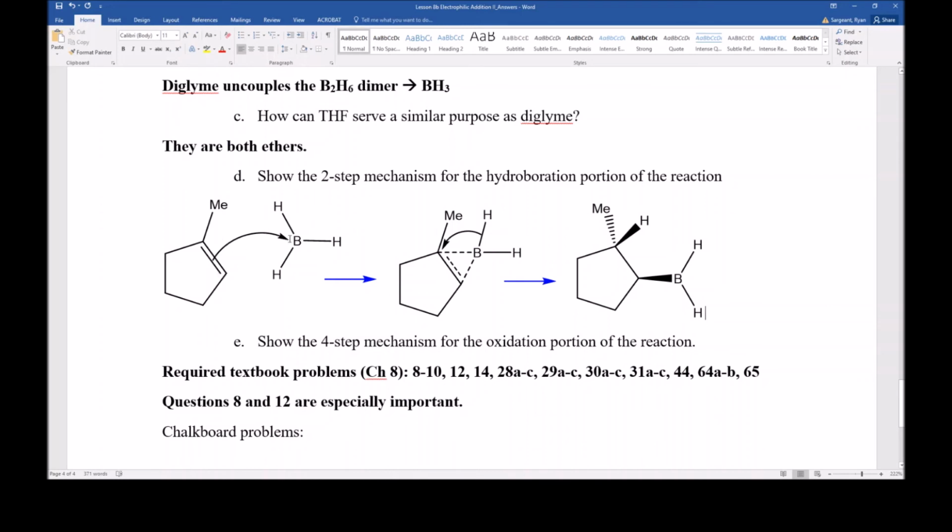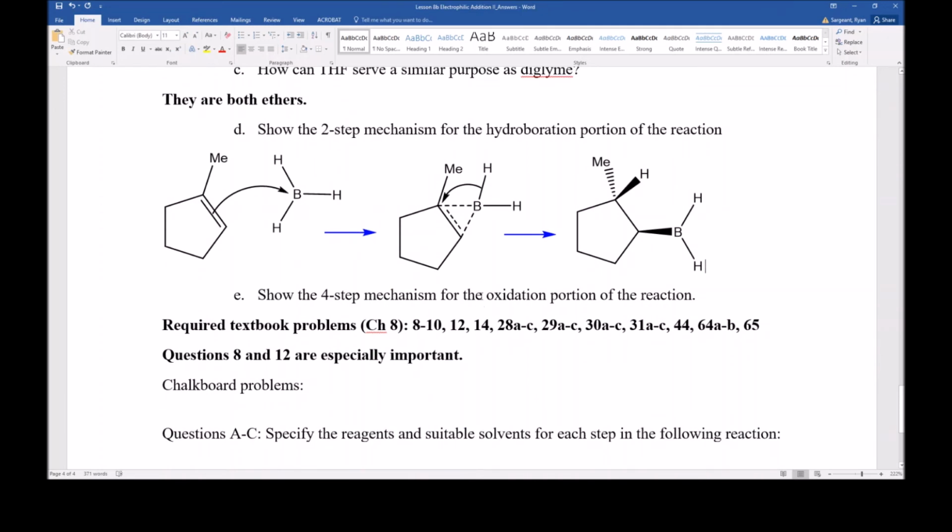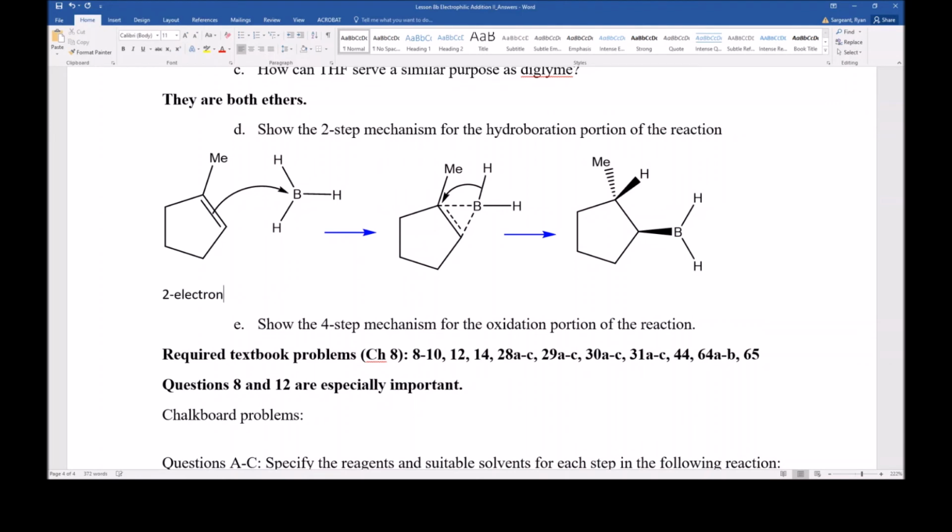So the pi bond reaches out, and it doesn't quite make a carbocation. Because when the pi bond pushes out, it forms a type of bond that is unique to boron. It is a 2-electron, 3-center bond. That's what the bond is called, 2-electron, 3-center, or 3-atom bond.